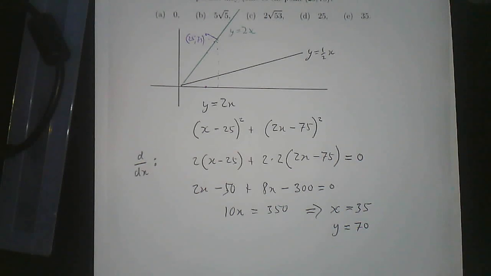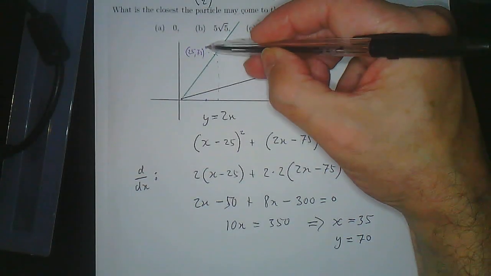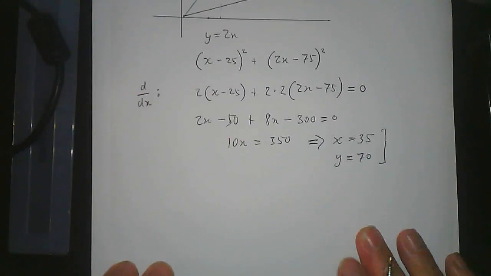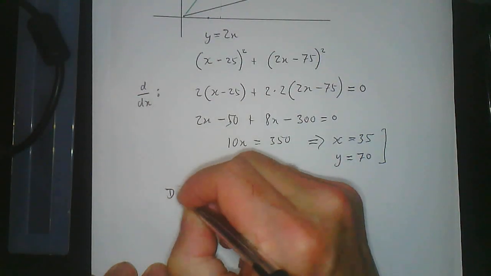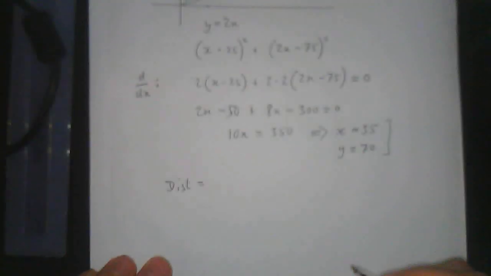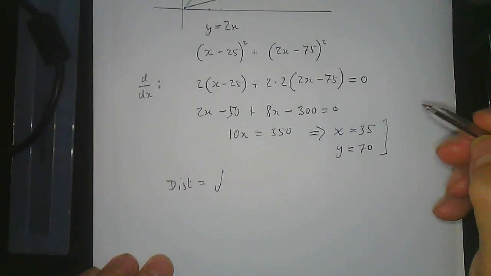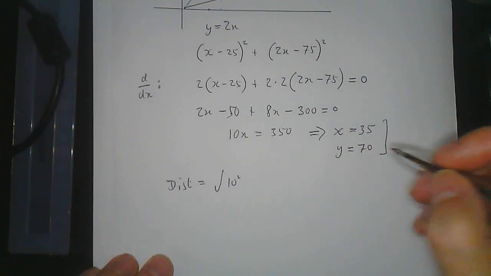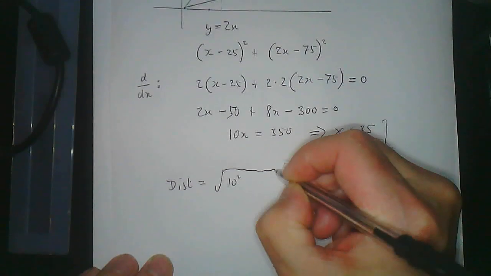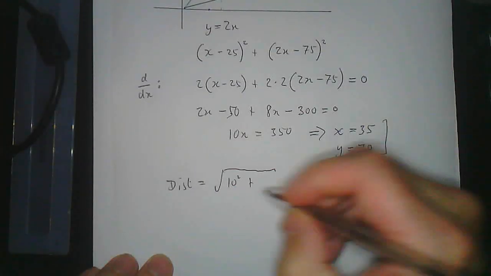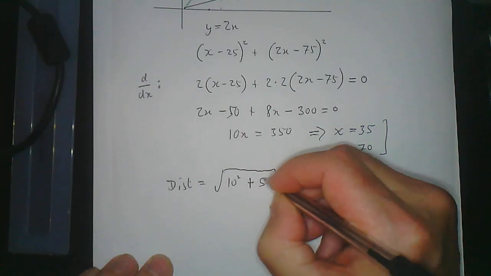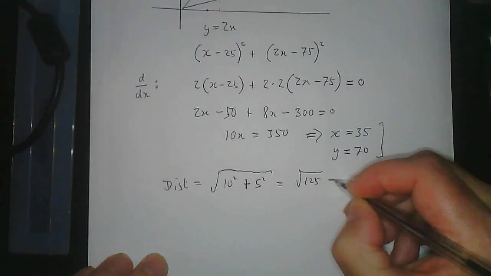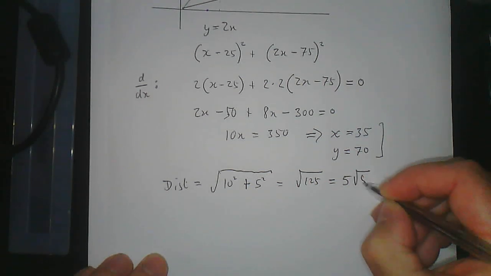So we want to know the distance now between our point (25, 75) and this point here (35, 70). We can do that with Pythagoras. Distance equals the square root of the difference in the x values, which is 10, 35 minus 25, and the difference in the y values is 70 to 75, which is 5. So that's the square root of 125. The square root of 125 equals 5 root 5.